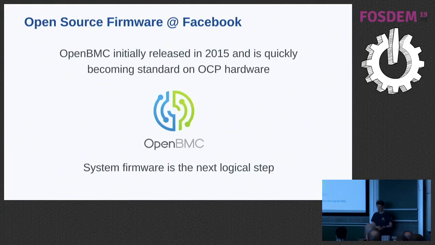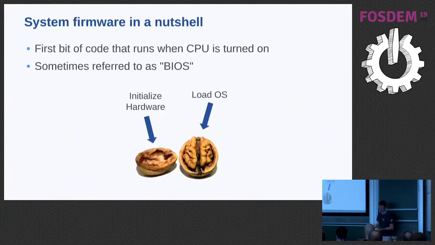So with the BMC firmware finally opened up and OpenBMC becoming the standard on most of the equipment, system firmware became the next logical step. So what is system firmware? System firmware is the first bit of code that runs when your processor is turned on. It's sometimes referred to as BIOS, but that's kind of a legacy term. It has knowledge of the system as a whole, so that it can initialize all the cores on all the sockets and find all the devices and all the buses and set everything up, so that you can run sane, normal code and actually boot into your operating system.